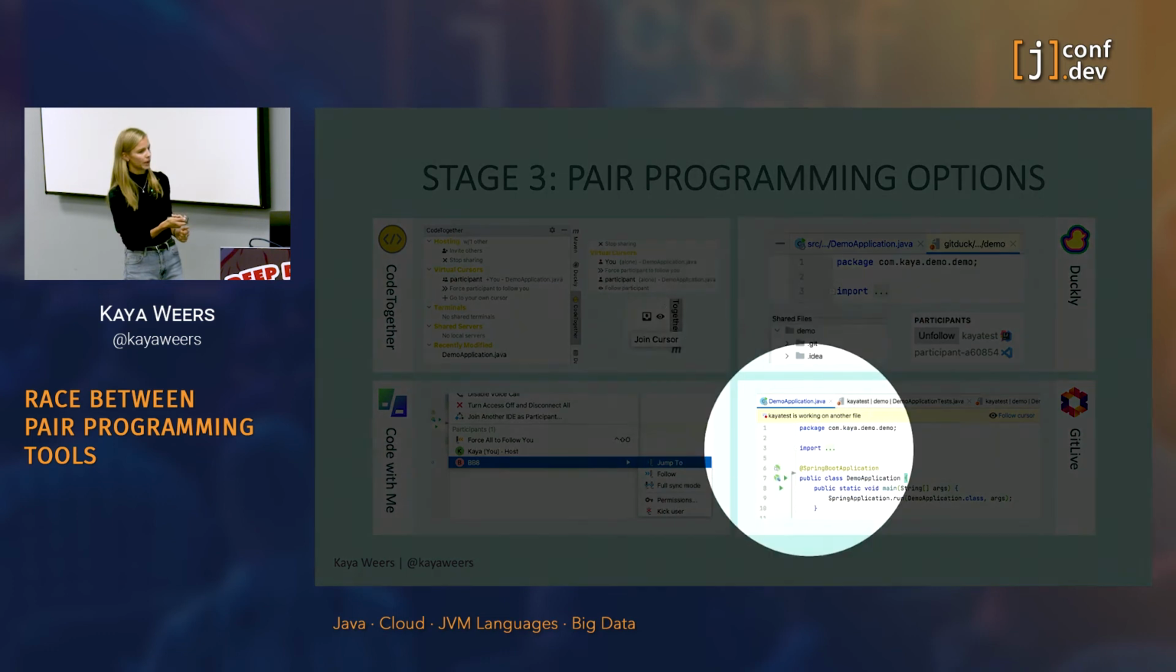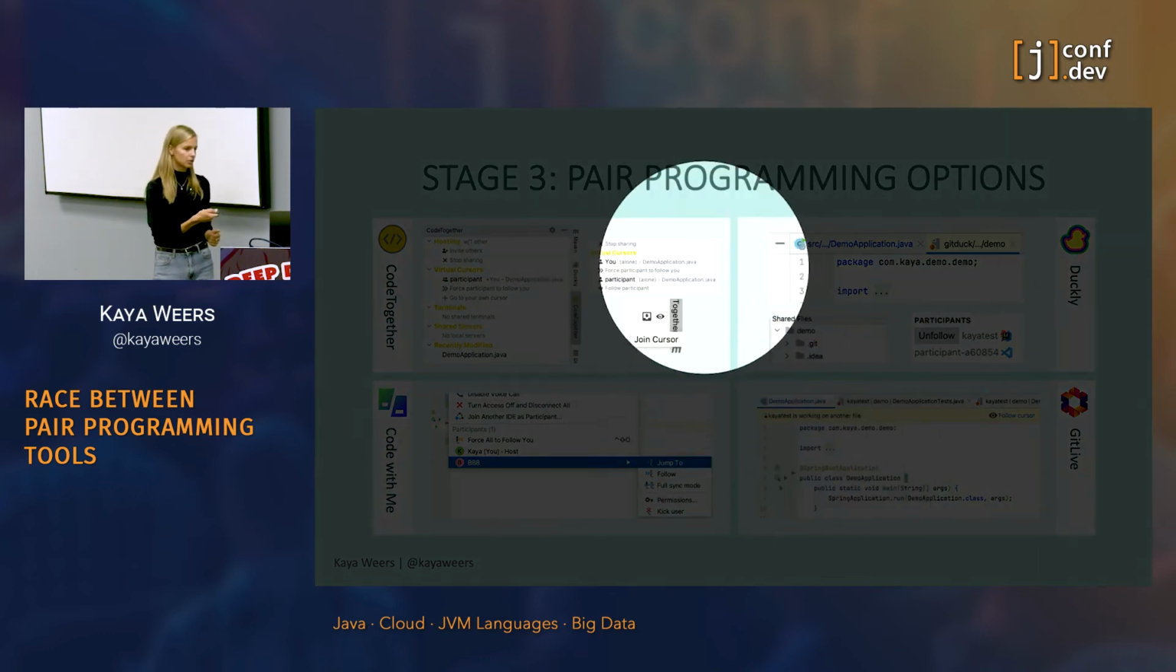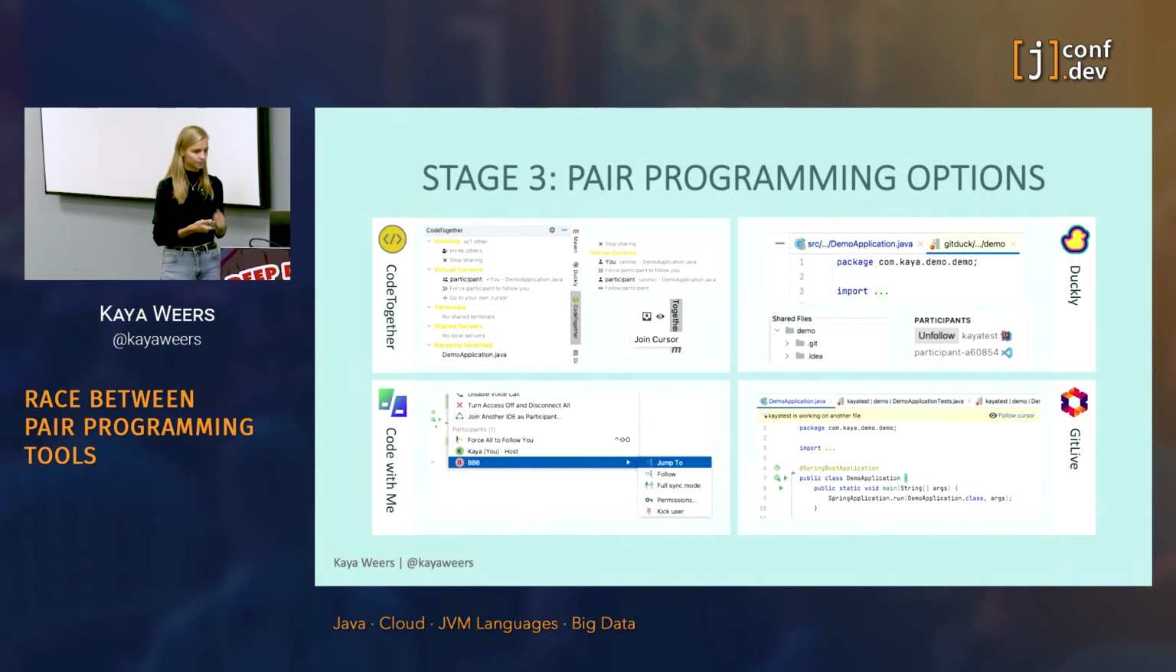But let's get back to Code Together. So that's how the cursors work with different people sharing or not sharing. But then if you share the cursor, there are still two ways to do that. So they have strict pair programming and dynamic.